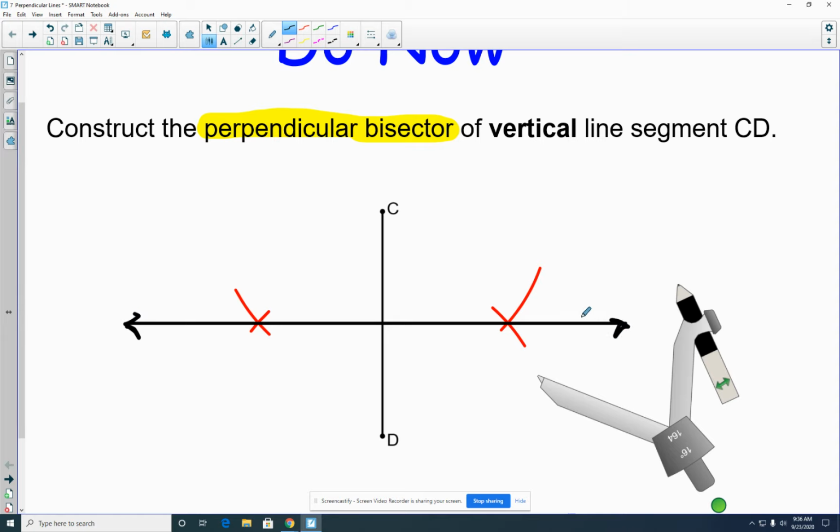Just to reiterate, since this is the bisector, we know that this piece here from the middle, the midpoint, to C is equal to the piece from the midpoint to D here. So we just did the perpendicular bisector.